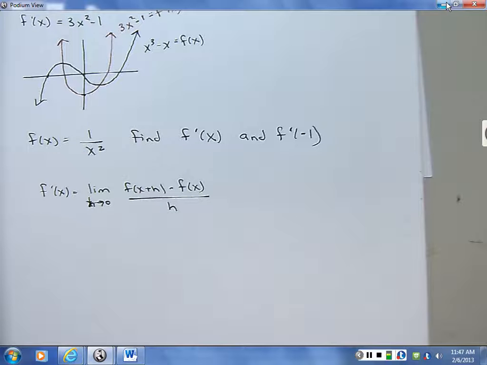Close. Pretty close. This -1 shouldn't be there. Here, this is an h squared, right? So if you multiply top and bottom here, you end up with x squared minus 2xh minus h squared. So this is an h. This is an h, and this is an h.